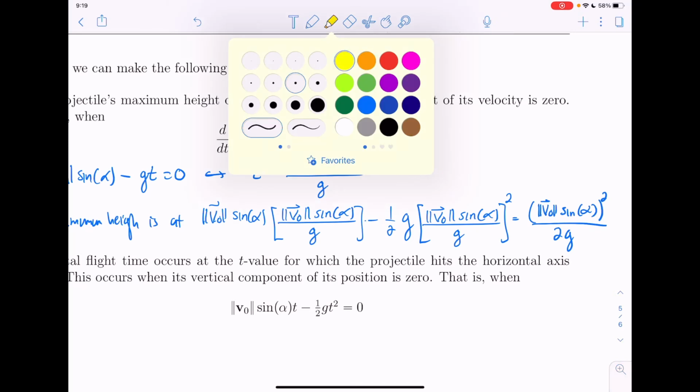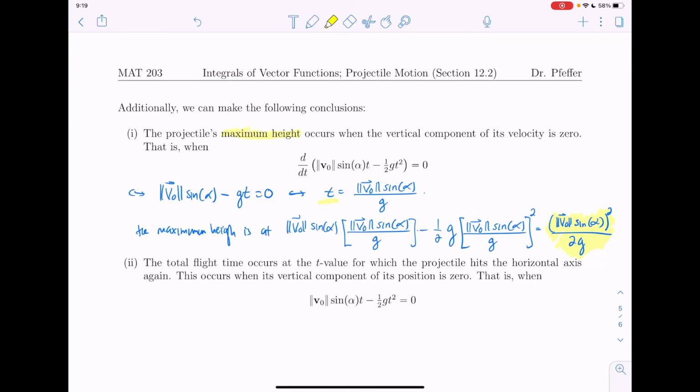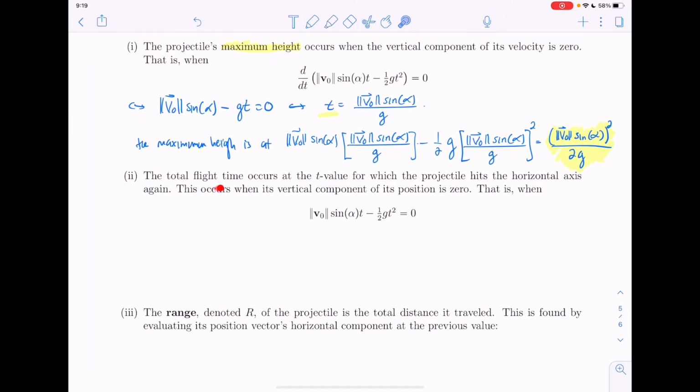So the answer to the question of what is the projectile's maximum height, that occurs at this t value for which the maximum height is actually this high off the ground. Another common question that gets asked is, what is the total flight time? How long does this object stay in the air? Well, we want to figure out when the object hits the ground, and when it hits that ground, we want to figure out what that t value is. Because the t value is always going to start at 0, and so whatever that t value is when we hit the ground, that's how long the object spent in the air.